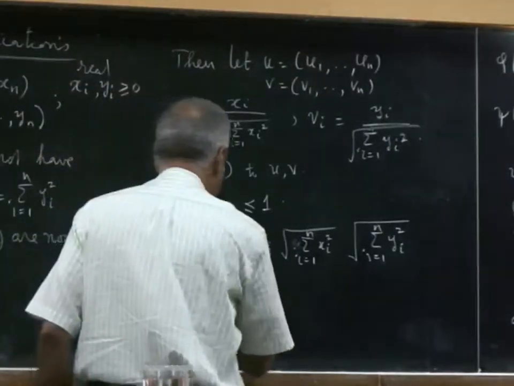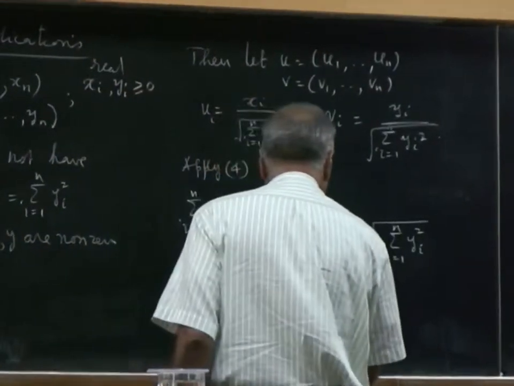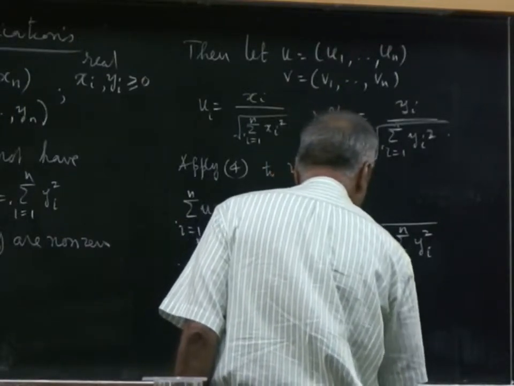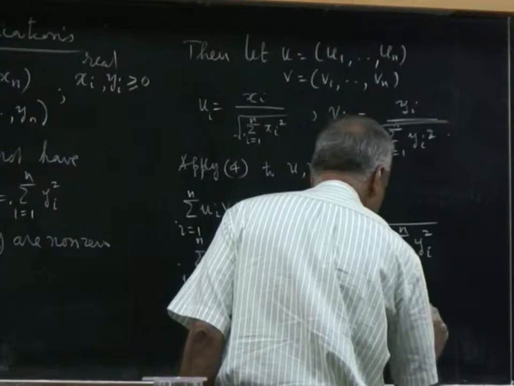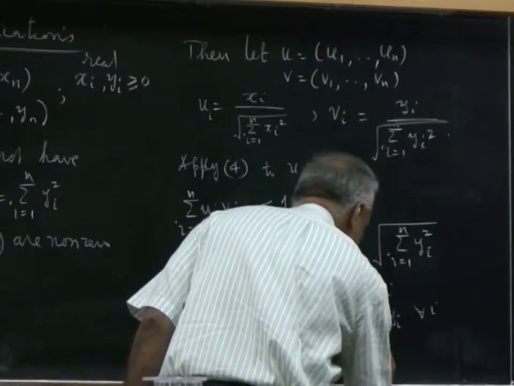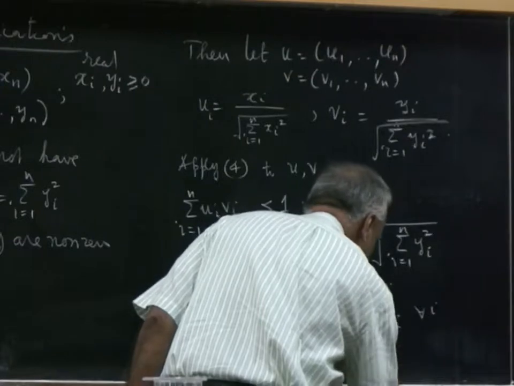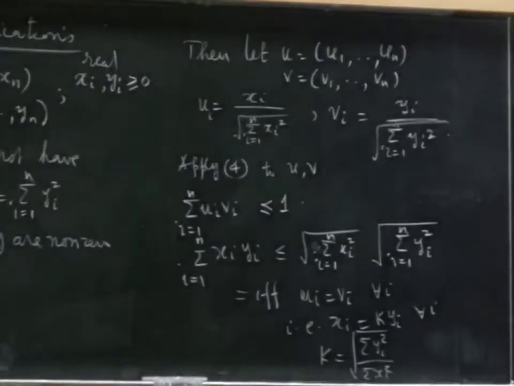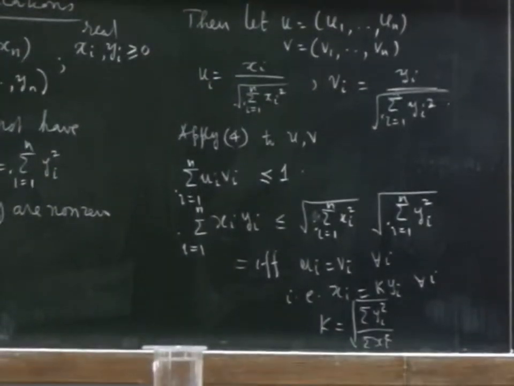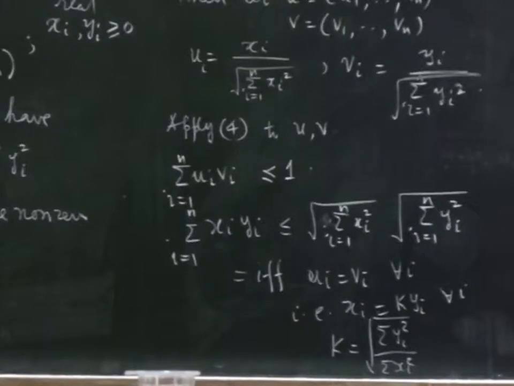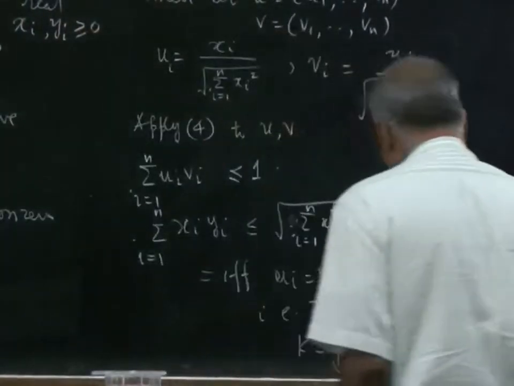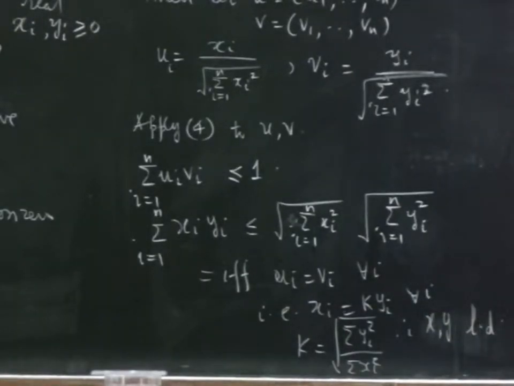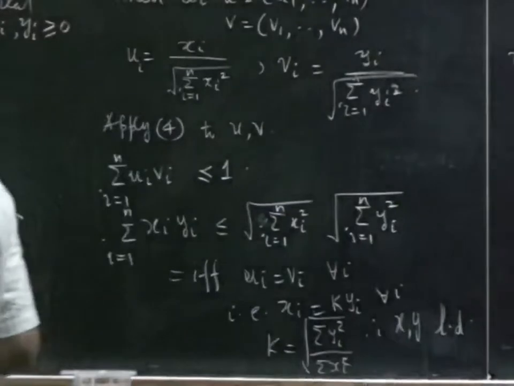So, equality holds only if ui equal to vi for every i, that is xi equal to some k times yi for every i, where k is that number. Now, all the numbers have been added up. That number is a constant. It does not depend on i. Okay. So, therefore, x, y are linearly dependent. Okay. So, now we have got the next stage of this game.